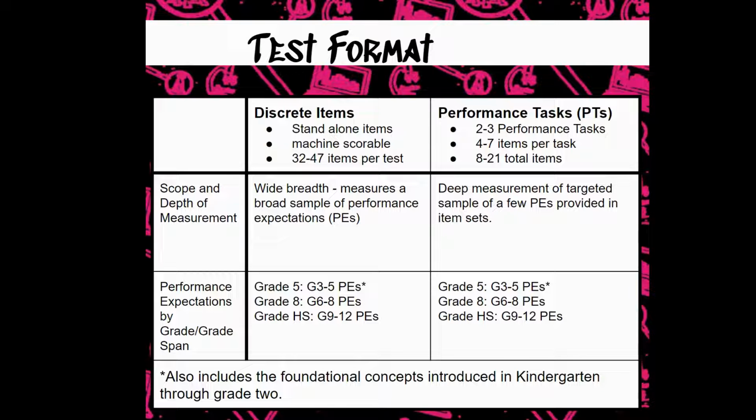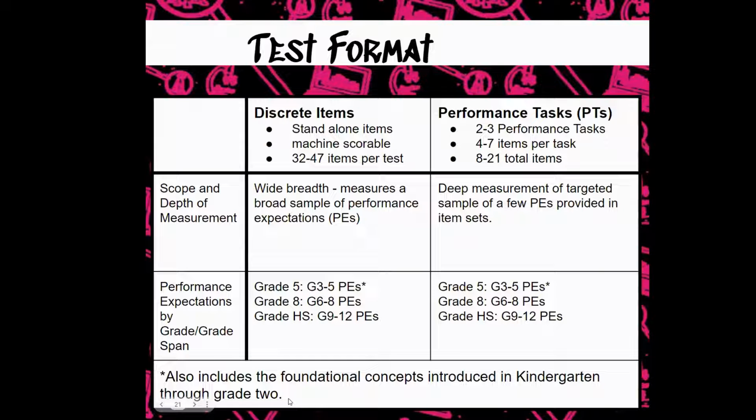The scope and depth of the measurement is the discrete items are measuring the wide breadth. So they are like trying to pull in all the concepts that should be covered. These are going to be like your one and done, just quick answers, get it done, move on to the next one. You'll see here the performance expectations for grade 5. You're going to have 3rd through 5th grade PEs are going to be assessed, and occasionally some of the foundational skills that are introduced in kindergarten through grade 2.